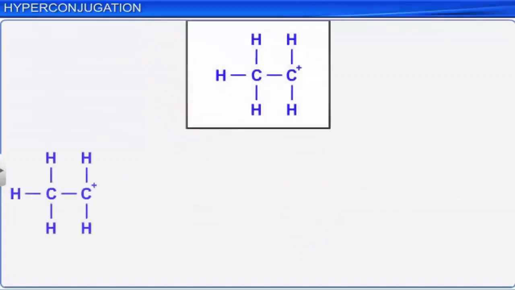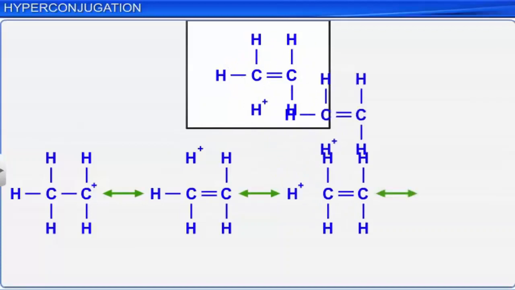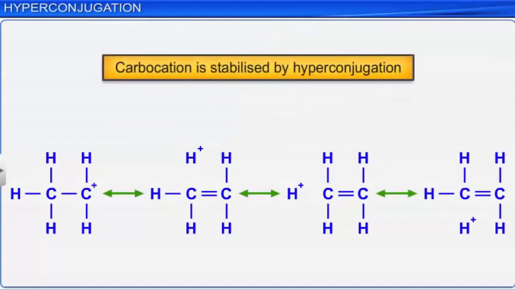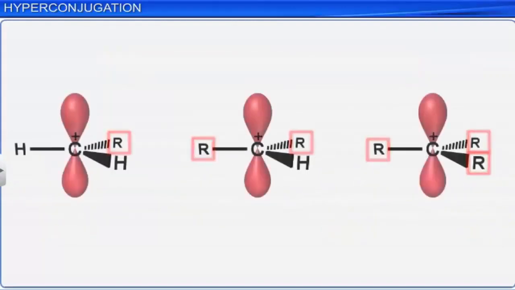In carbocations, this delocalization of electrons helps in dispersing the positive charge on the carbocation to the adjacent atoms and stabilizes it. Thus, the carbocation is stabilized by hyperconjugation. Greater the number of alkyl groups attached to a positively charged carbon atom, greater is the hyperconjugation interaction and stabilization of the cation.